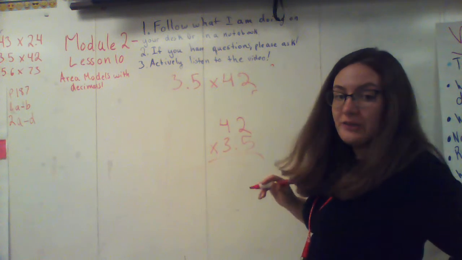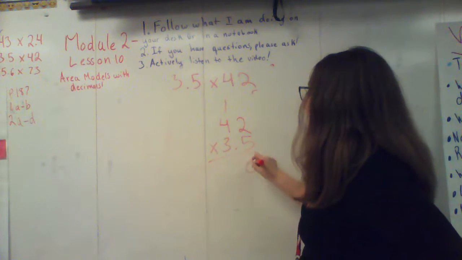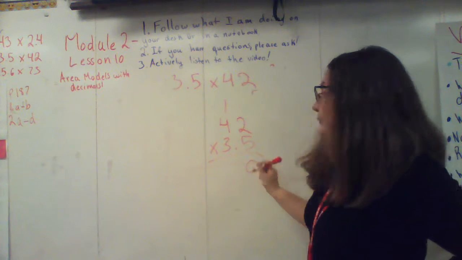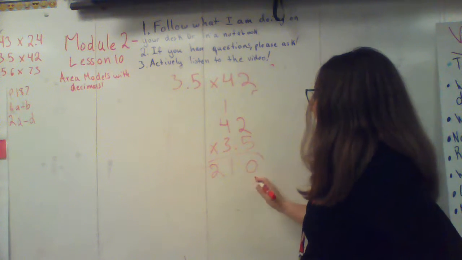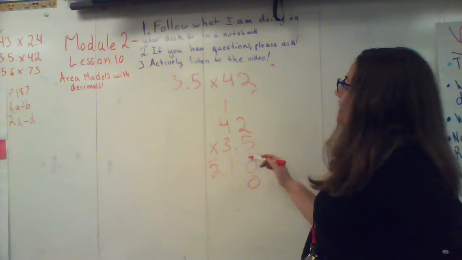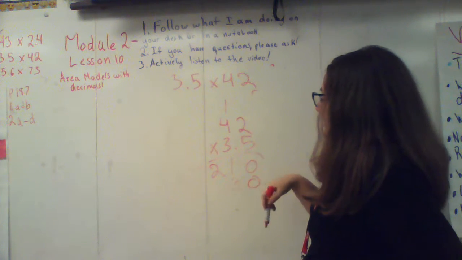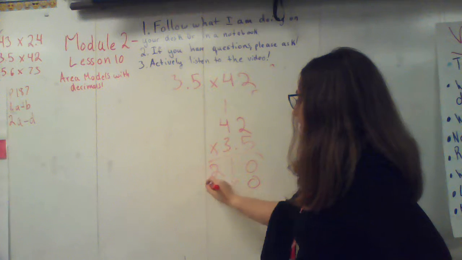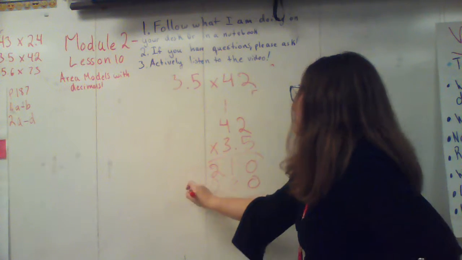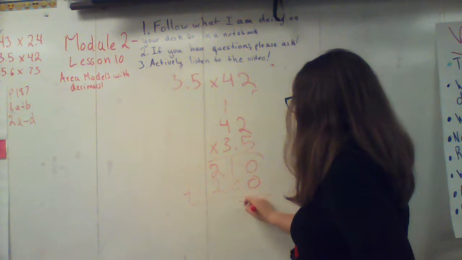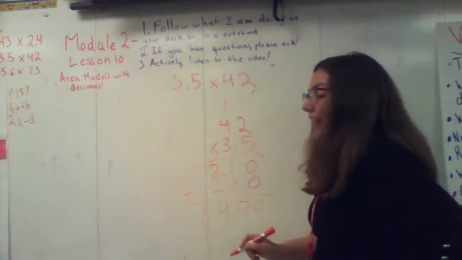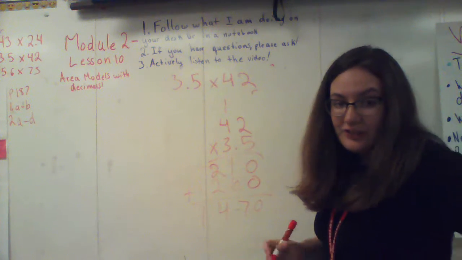So I'm going to do 5 times 2, which is 10. 4 times 5, which is 20, plus 1 is 21. Then I add a 0. And then I do 3 times 2, which is 6. And then 4 times 3, which is 12. I'm then going to add all of this up. And again, I get 1,470.